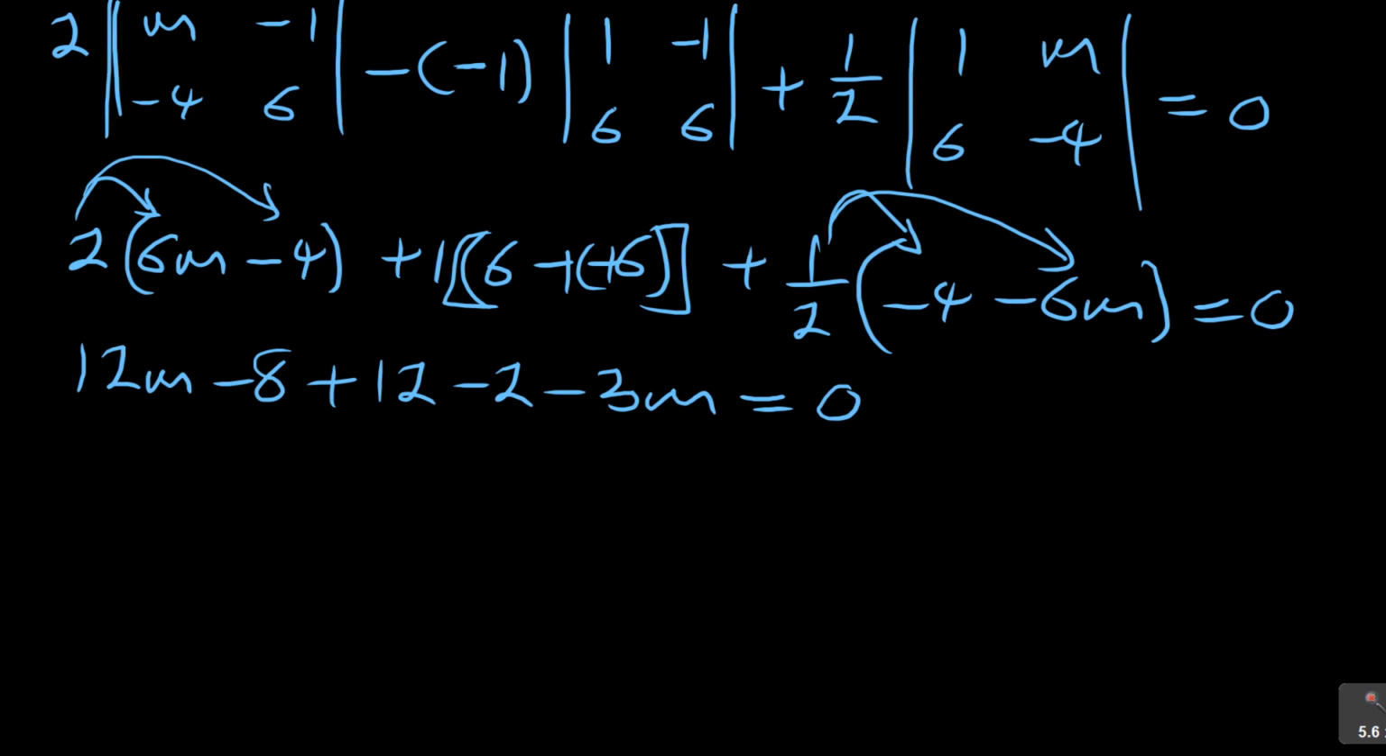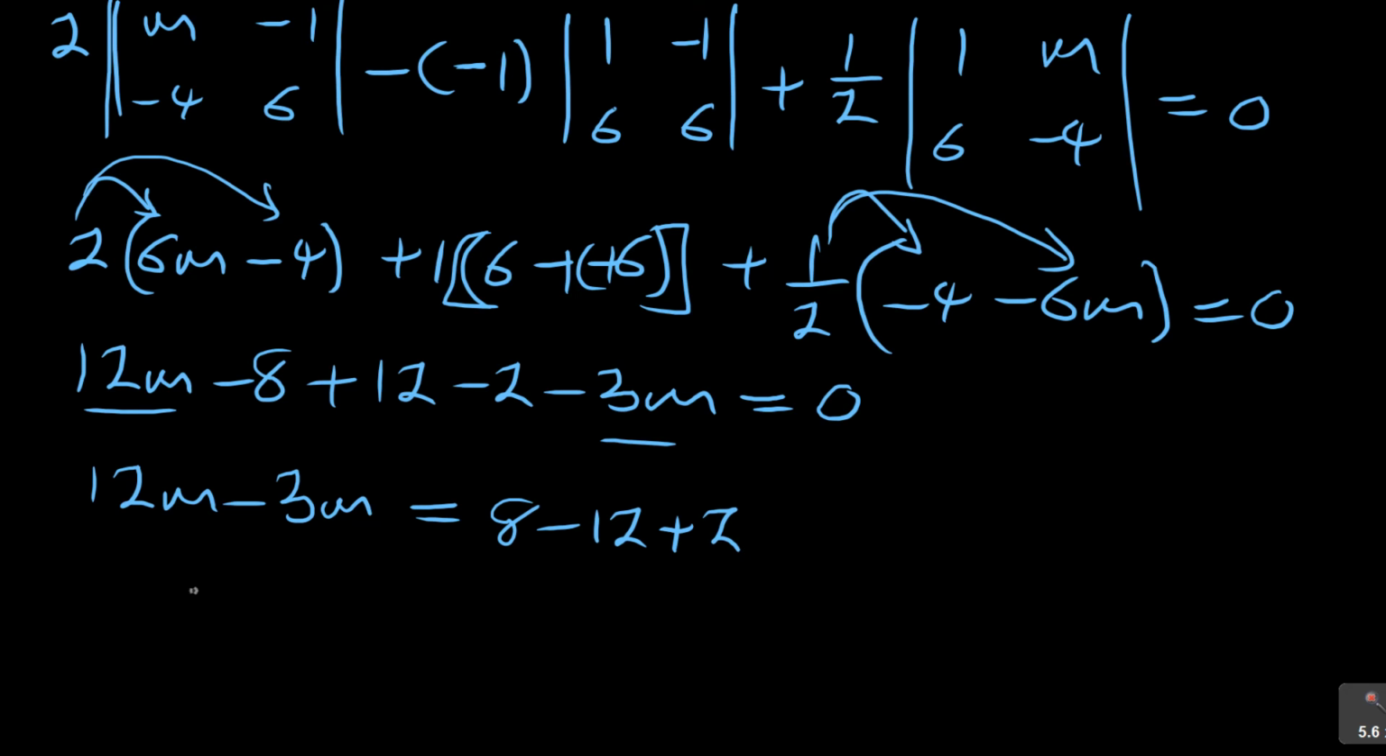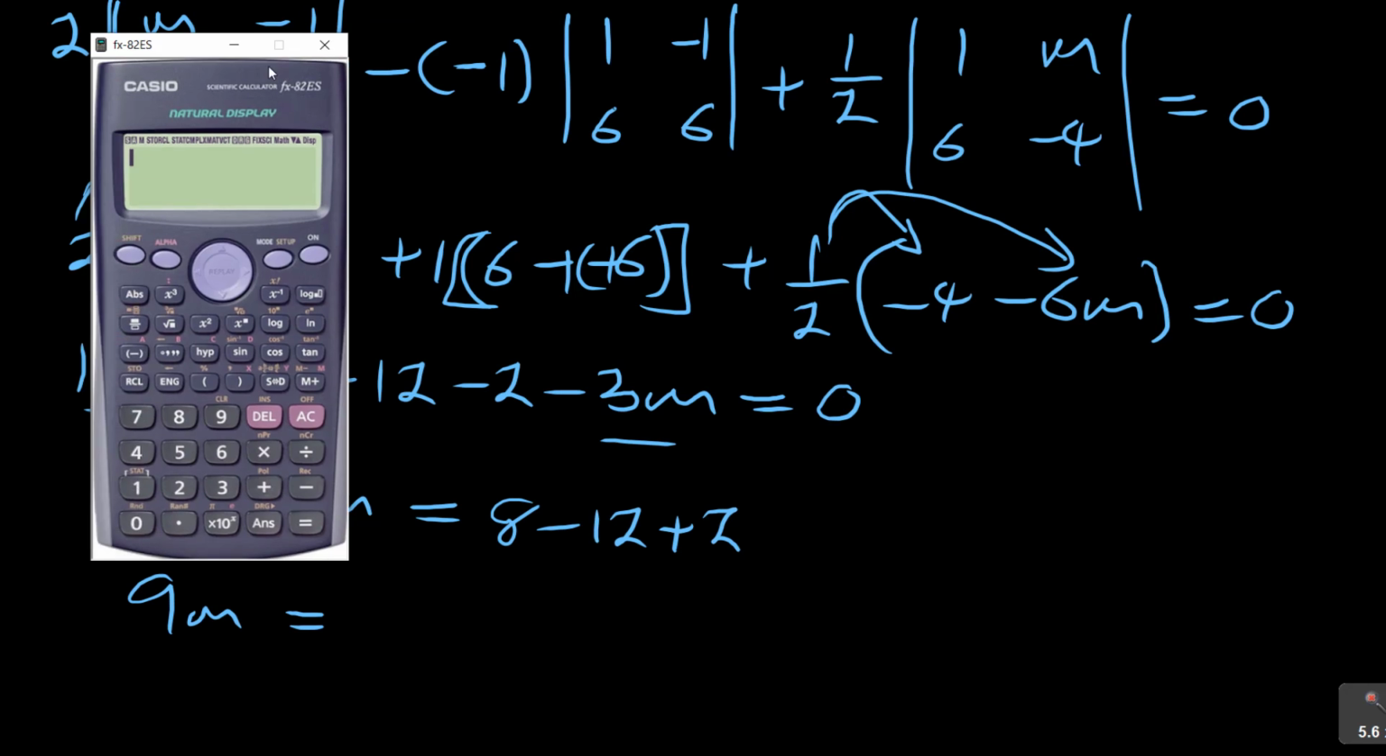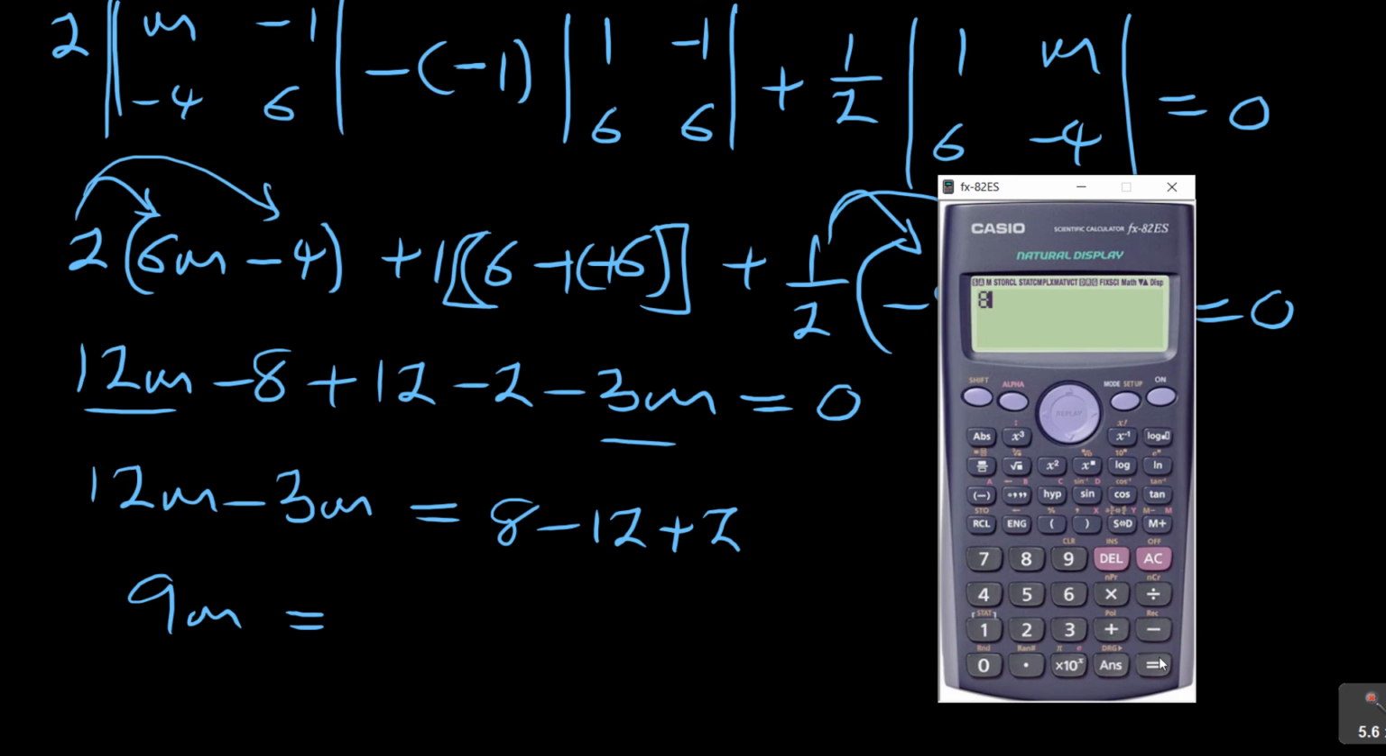Then you collect like terms, and there we got that, and that comes together, which is 12m minus 3m is equal to, take it to the other side, you've got 8 minus 12 plus 2. So this 9m is equal to, you can use a calculator at this stage here and see what it gives. It's 8 minus 12 plus 2. It gives a negative 2.